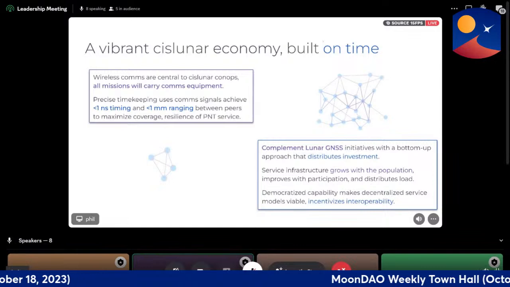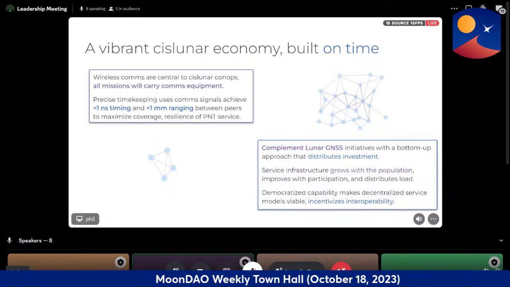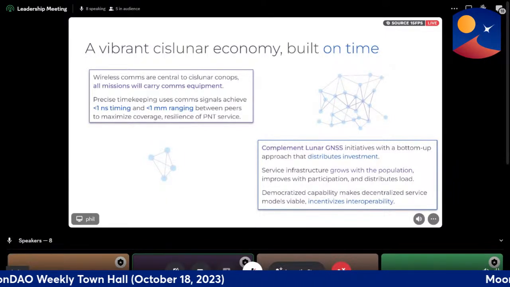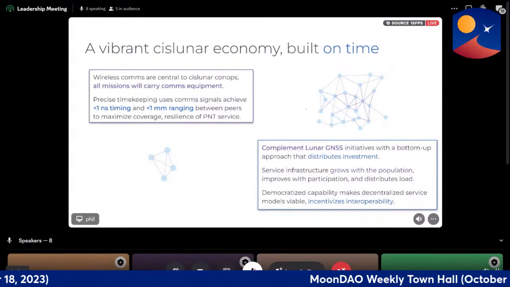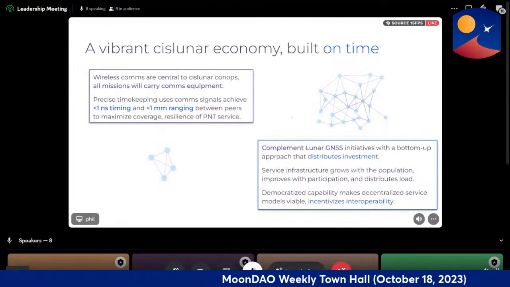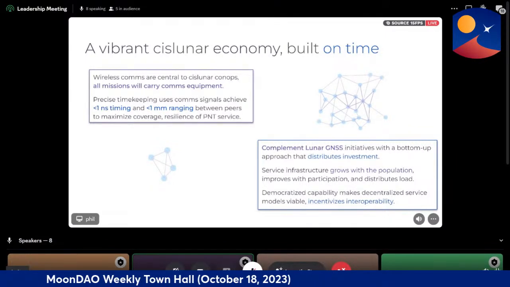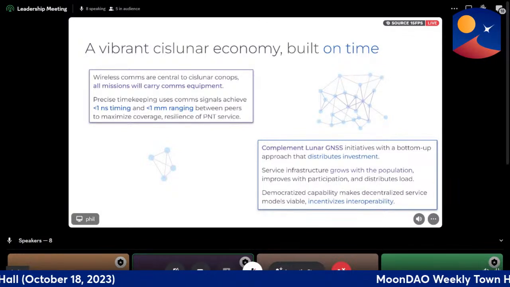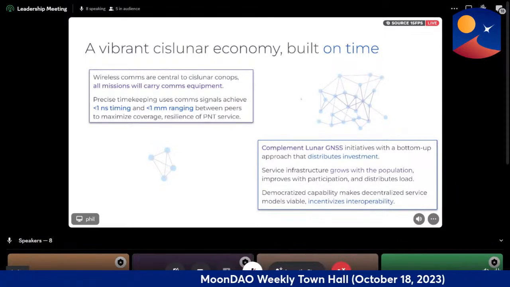the last piece of the GNSS constellation is there, and then all of a sudden you have all the coverage, right? The current paradigm is really binary in that sense, and here we're presenting something that grows gradually. And lastly, democratized capability makes decentralized service models viable and incentivizes that interoperability that LunarNet and Moonlight are promoting.